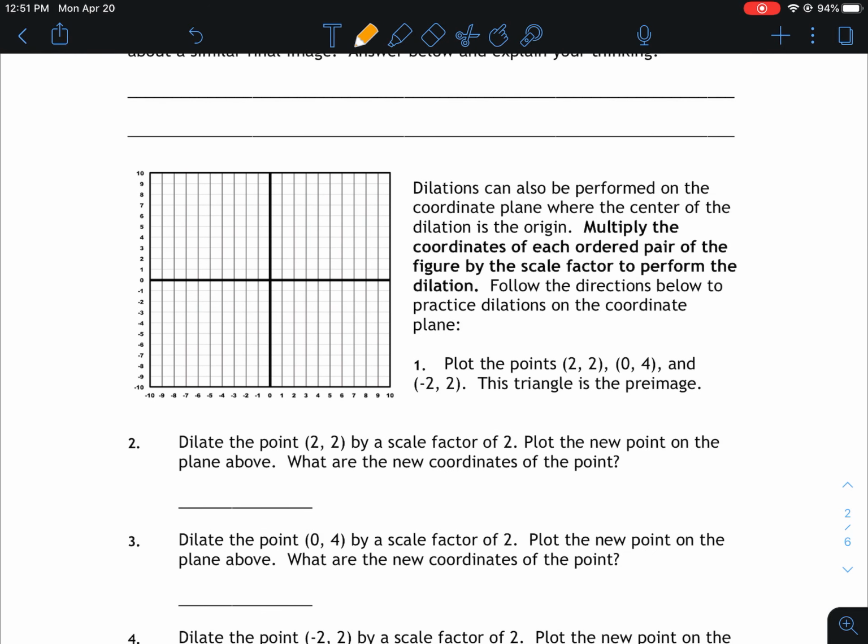All right, here we have dilations. We're going to multiply the coordinates of each ordered pair by the scale factor to perform the dilation. So I'm going to go ahead and graph the ordered pairs (2, 2), (0, 4), and (-2, 2). So 2, 2, and then 0, 4, it's going to be right here, and negative 2, positive 2. Okay, so when we create this, this is going to be a three-sided figure, also known as a triangle. So there's our triangle. It says dilate the point (2, 2) by a scale factor of 2.